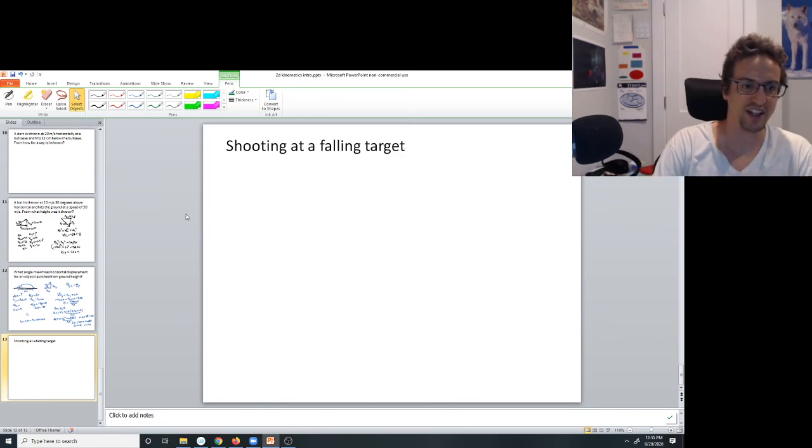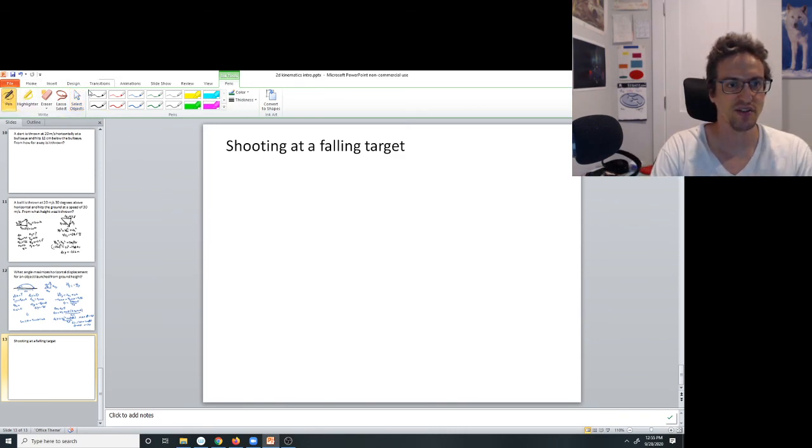All right, I just had to edit that because I made some mistakes, but here we go. So we're shooting at a falling target. What that means is that we've got this projectile we're going to launch at a target that's currently stationary, so v initial equals 0 here. We're going to launch right at it.